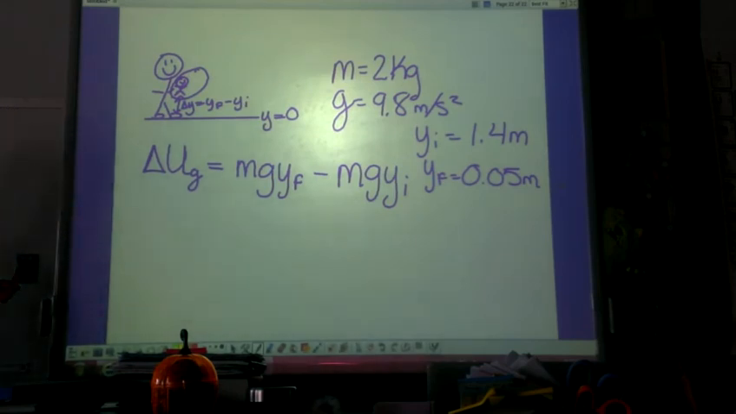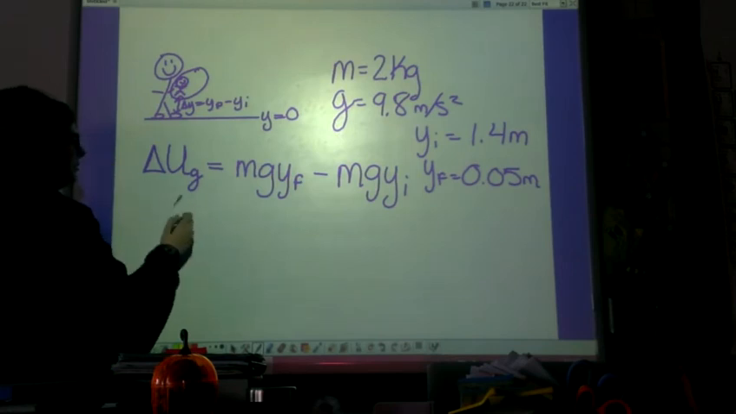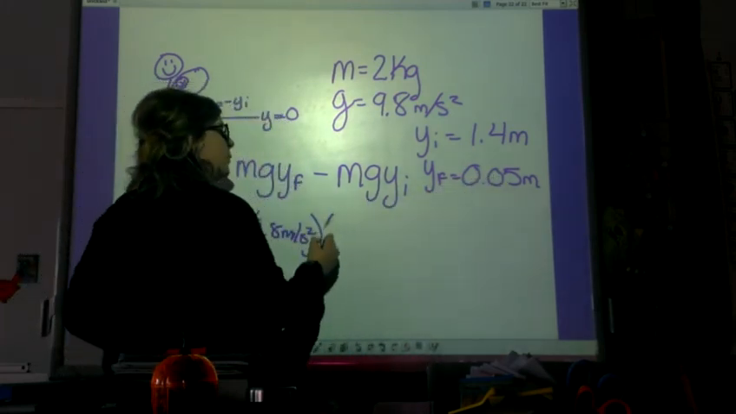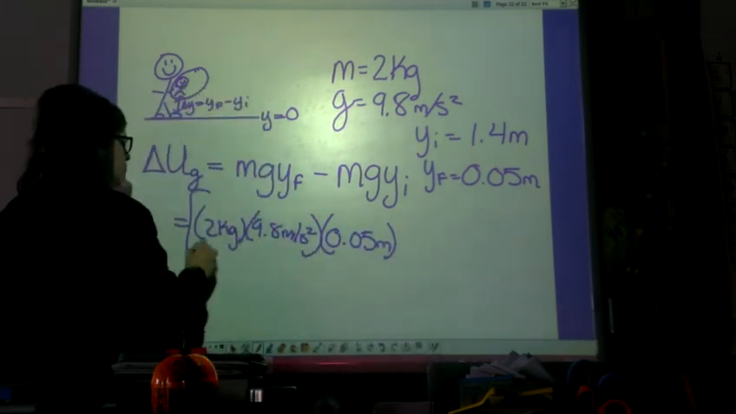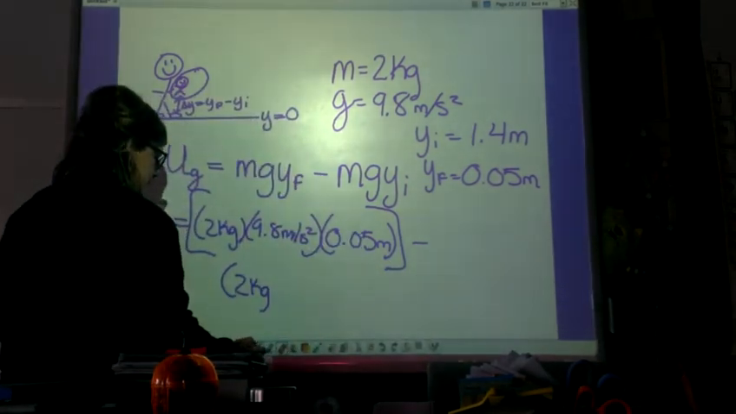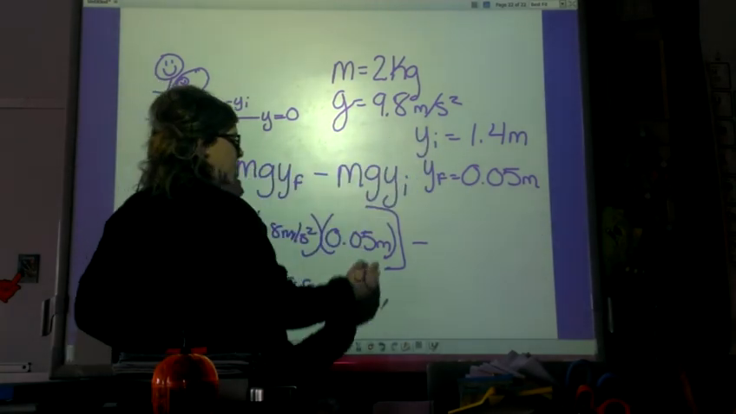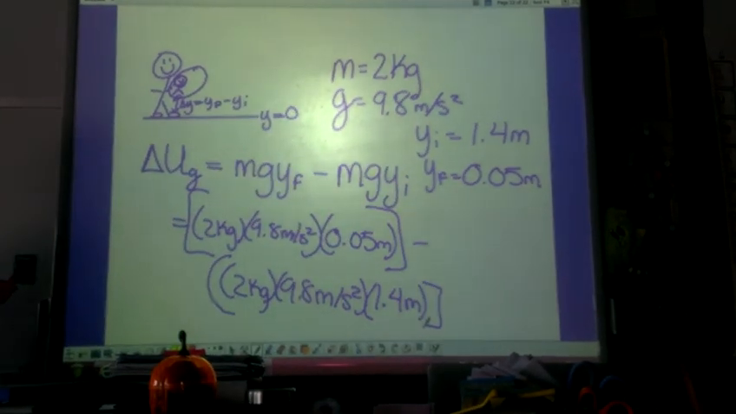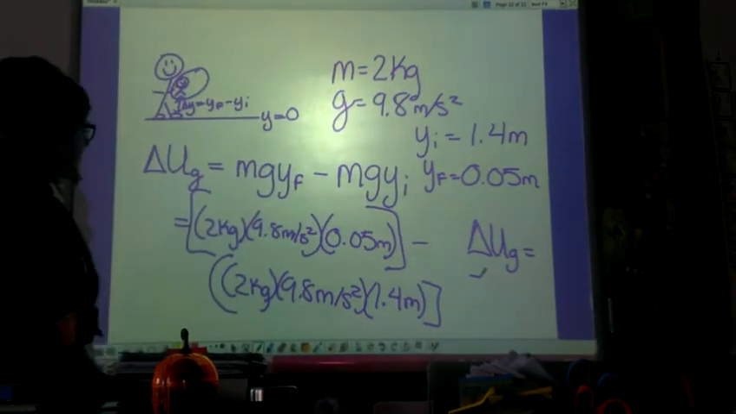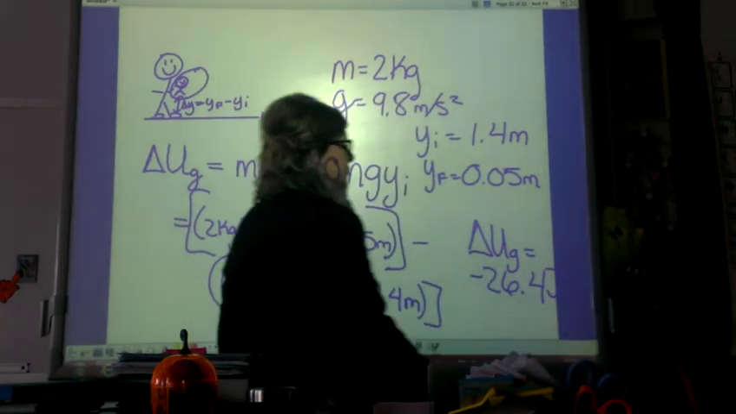Okay, so let's plug all of this in and see what we would get for our change in gravitational potential energy. It's going to be equal to 2 kilograms times 9.8 meters per second squared times y final, which we estimated as 0.05 meters. I'm going to multiply all of that and subtract it from 2 kilograms times 9.8 meters per second squared times my initial, which is 1.4 meters. If I do that, delta U should be negative 26.4. And that would be joules, since we're talking about potential energy.